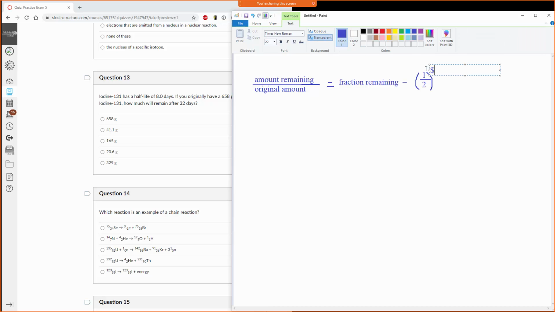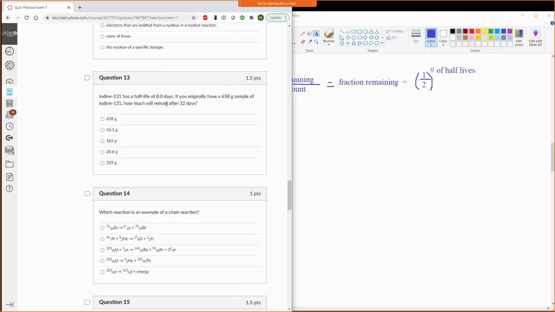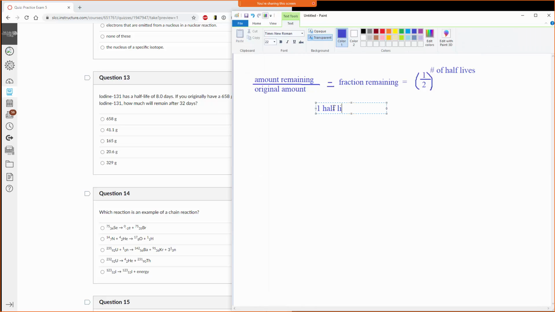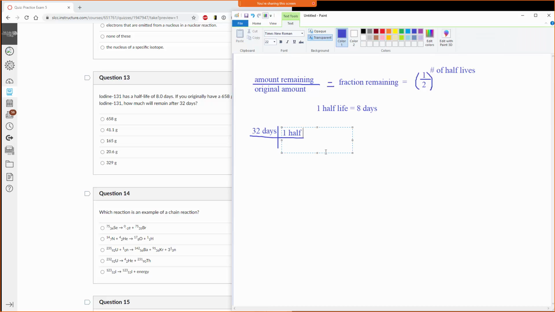Raised to the number of half-lives. Do you guys remember that? Okay. So Sarah's got it right. If one half-life is 8 days, say 1 half-life equals 8 days, and we have 32 days that have passed. Here we go. We're going to say 1 half-life, 8 days.